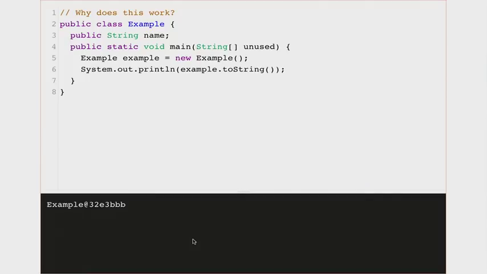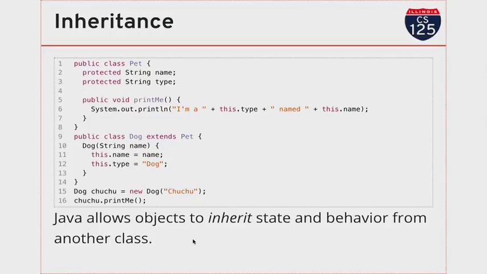So, one of the distinctive and important features of Java's object model is something called inheritance. Java not only allows me to define classes, it allows me to create relationships between those classes in an extremely well-defined way. So when I create a new class in Java, I am allowed to inherit functionality from another class.